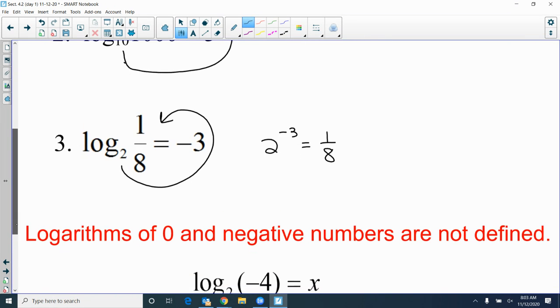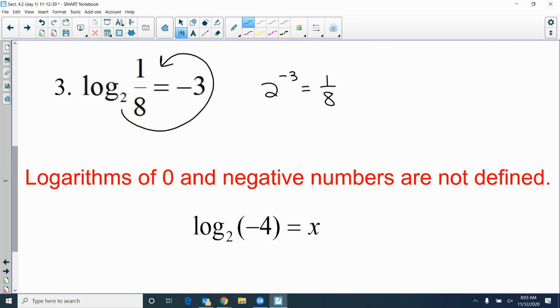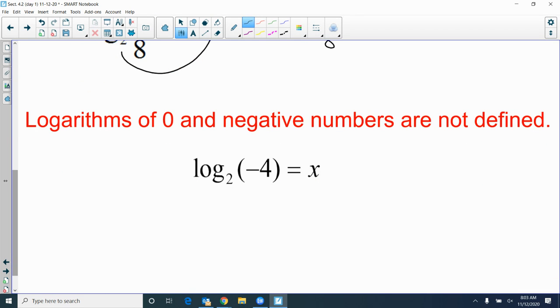Logarithms of 0 and negative numbers are not defined. All right, I really want you to think why. What if I put a negative in there? Log base 2 of -4. What would that look like in exponential form?